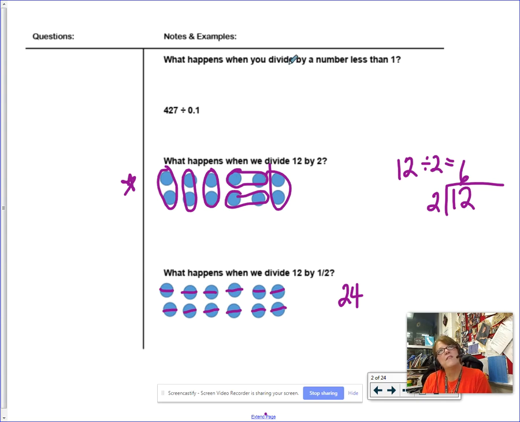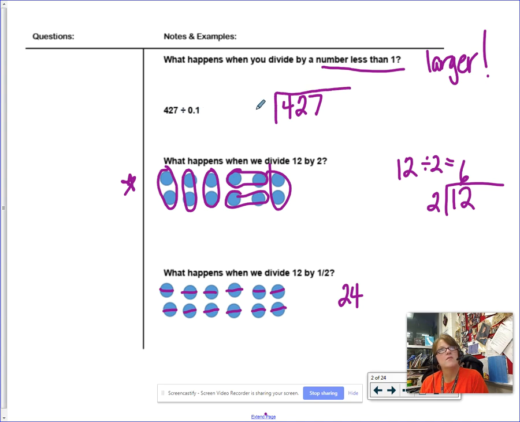What happens when you divide by a number less than 1? I'm asking you how many groups of something even smaller than 1 you get. You should get a number much larger than what you started with. Let's remember how we went about this, okay? The long division algorithm that you were probably taught said this: 427 divided by 1/10 or 0.1 is your divisor. Now, we said it's really hard to think about dividing by something smaller than 1.